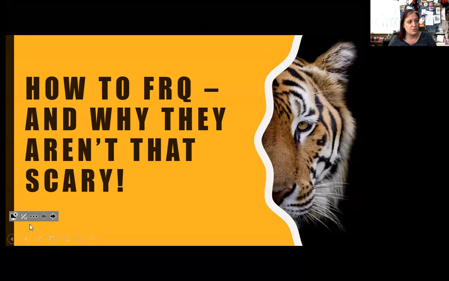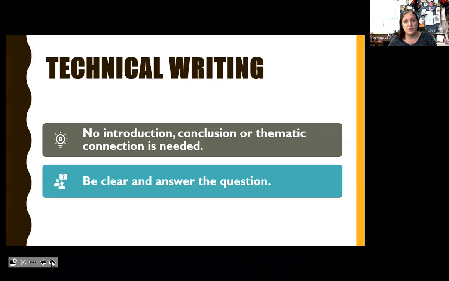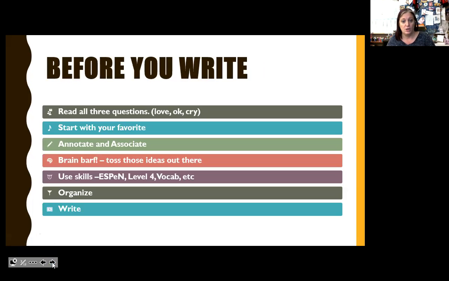So remember, when we start off with an FRQ, what you want to pay attention to is that this is technical writing. You are not writing essays. We do not need an introductory paragraph and all the other stuff that goes with writing an essay in English. That's not what you're doing. You are answering detailed questions in a concise manner that is as accurate as possible and reflects a college level understanding.